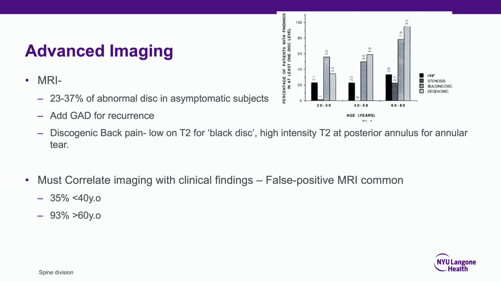When we talk about a discogenic back pain, which is caused by the disc, sometimes it is called black disc disease, which notes the low intensity signal in T2 MRI. When we have a high intensity signal in the posterior annulus in the T2 MRI, we usually refer to an annular tear, which is different. The imaging, especially advanced imaging, must correlate to the clinical and physical exam findings because of these high false positive MRI findings.